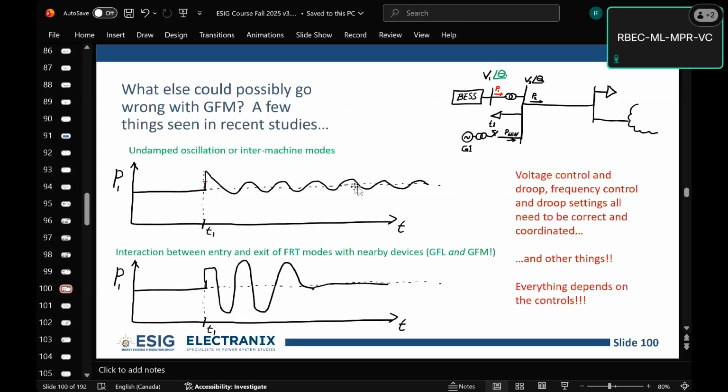What can go wrong? Actually, this is an old slide, and this is a little bit of a funny slide. The first time we did a major grid forming study in Hawaii, it was basically 100% renewables, and we had grid forming, and we saw a very slow oscillation in active power across the whole island. And it seemed to be coming from the grid forming resources, the generator resources. And so I made this slide that said, this might be an inter-machine mode or an inter-GFM mode or an undamped oscillation, kind of a mini inter-area oscillation. Everyone was like, oh yeah, that could happen. Not sure exactly what's going on there.